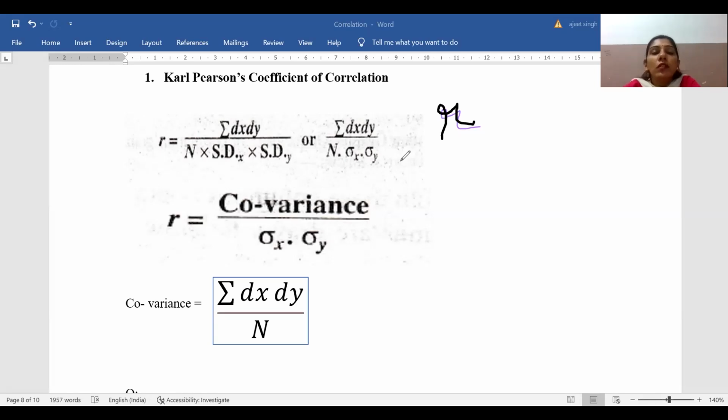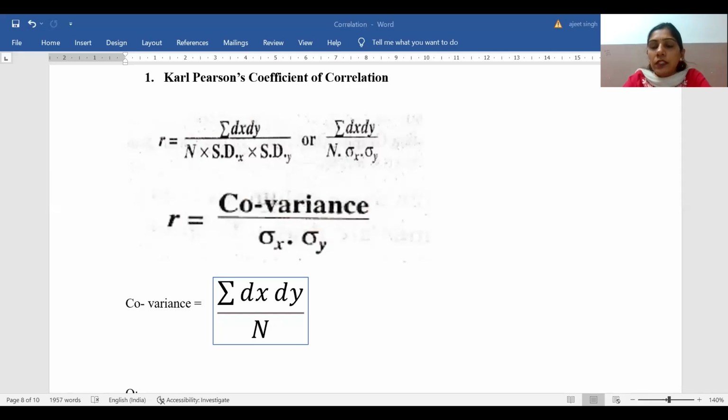It is obtained basically by dividing the sum of the product of the corresponding deviations of the various items of two series. When we start with the calculation of Karl Pearson's coefficient, we will see that there are two series given in the question, as in correlation we are going to study the relationship among two variables or more than two variables.